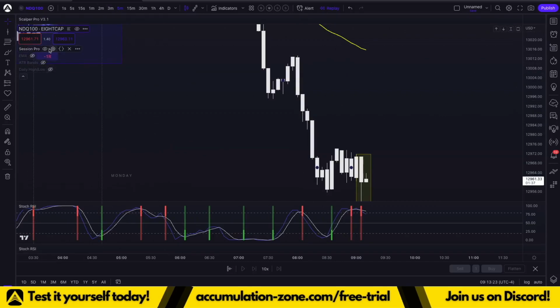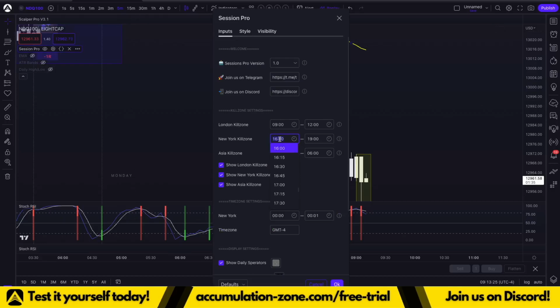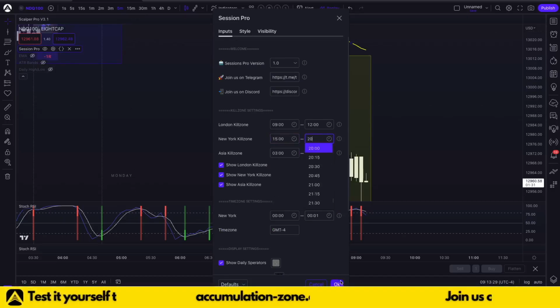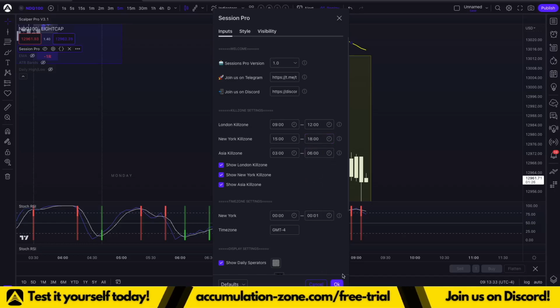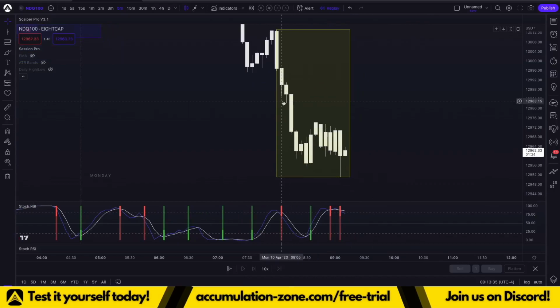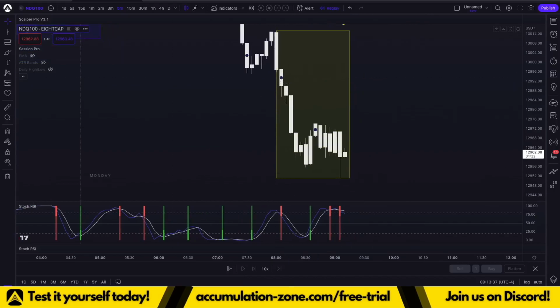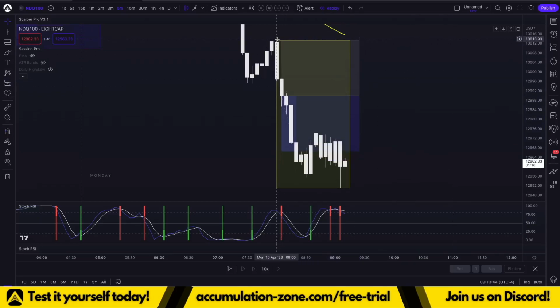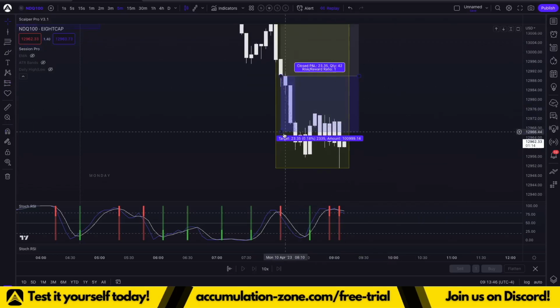Let me change the settings here on the Session Pro. I did some backtesting here, that's why now that must be an 18 3-hour timing window. So we would have received our short entry right here on this candle during the New York session, which is looking far more promising. We could have gone for a 1 bar stop, 23 pips.